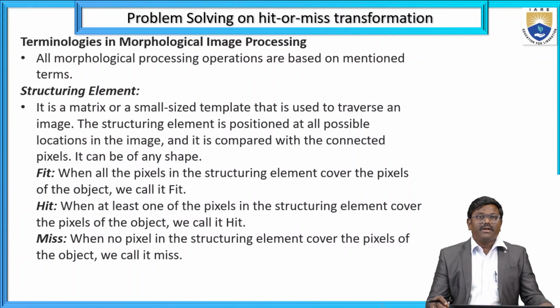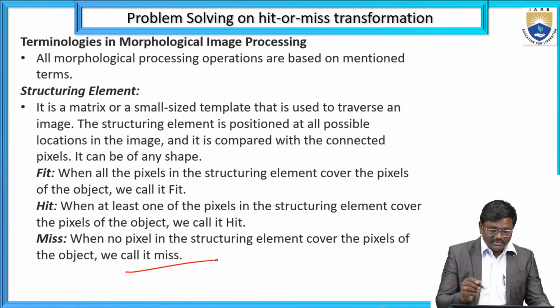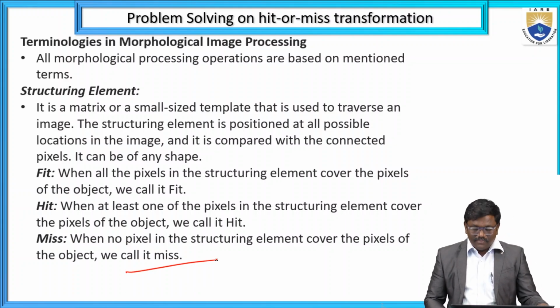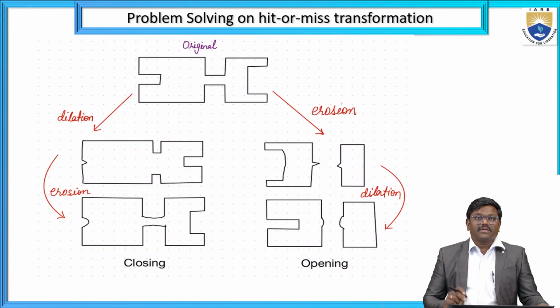Fit is when all the pixels in the structuring element cover the pixels of the object, then we call it a fit. Hit is when at least one pixel in the structuring element covers the pixels of the object, then we call it a hit. Miss means that no pixels in the structuring element cover the pixels of the object. Now we understand the difference between hit, miss, and fit based on the structuring element.